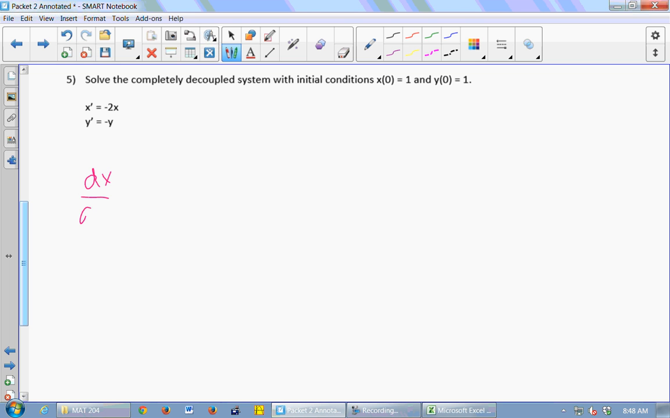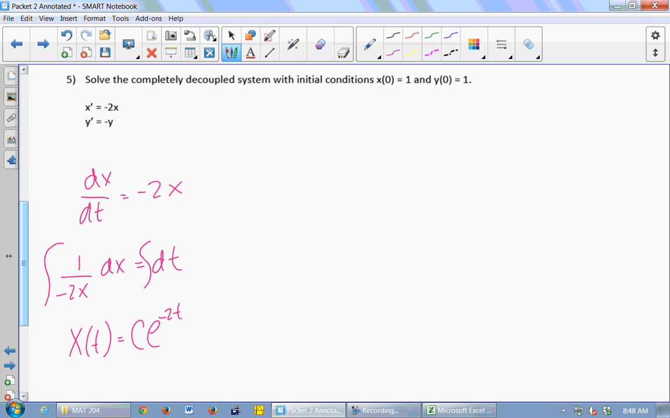So if I've got dx dt is negative 2x, separation of variables, I bring the 1 over negative 2x to the left, dx, that equals dt, integrate both sides, and you're going to end up with x of t is ce to the negative 2t. Right, skipping all of the integration and algebra because we've done similar problems a bunch of times. And then we're going to have y of t is going to end up some other constant ke to the negative t.